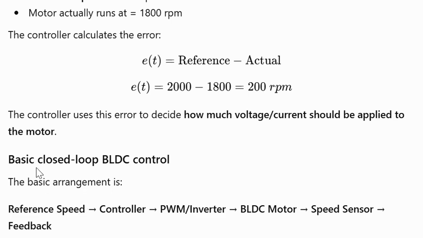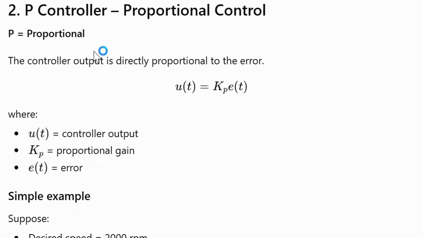Okay, so for a basic closed loop control, the basic arrangement is first the reference speed, and then the controller with PWM inverter, the BLDC motor, and the sensing information required is the speed. So based on the speed only we are going to control the motor. That logic will be implemented in this controller. So this is the basic closed loop BLDC control.